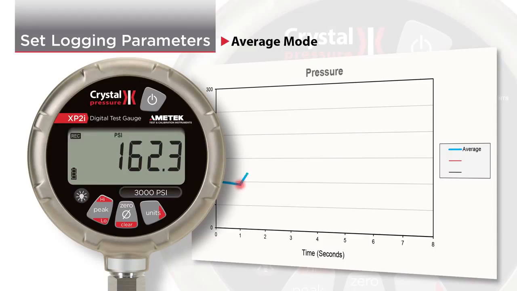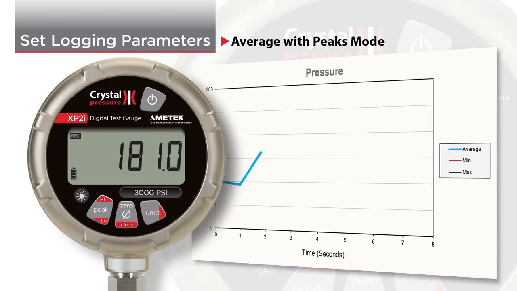Average mode works as follows. Data Logger XP will record data at the logging interval you've selected. The XP2i updates at 4 readings per second, so average mode will record the average of all the readings taken between logging intervals.